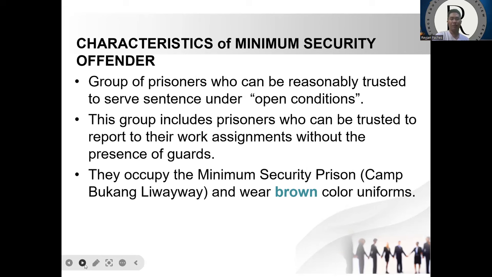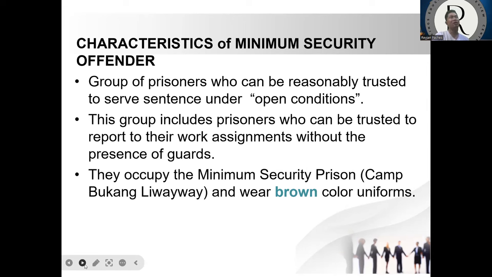Okay. Of course, yung minimum, they can be trusted to serve their sentence in open conditions. Kaya di ba, yung ibang mga prison cells natin, class, minsan hindi na sila naka-uniform ng brown. Okay? So akala mo sila yung nagtatrabaho doon sa kulungan, pero hindi, mga minimum security offenders yun.